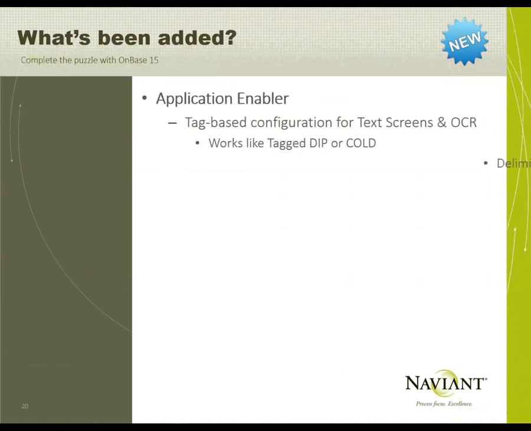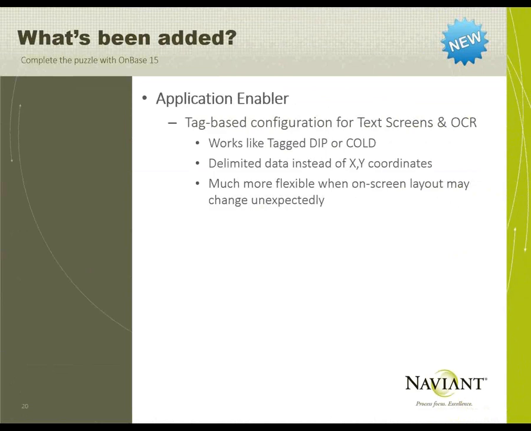App Enabler. App Enabler gets some big updates. The biggest update to App Enabler is tag-based configuration for text screens and OCR screens. This is really, really major. If you've got a text screen that occasionally, your data that you're trying to extract will move down by a line and completely mess up your data extraction. Well, it doesn't anymore, because as long as it says like amount colon, you just set that as a tag and you'll always get what's in the amount field. Works just like tag dip or tagged cold.